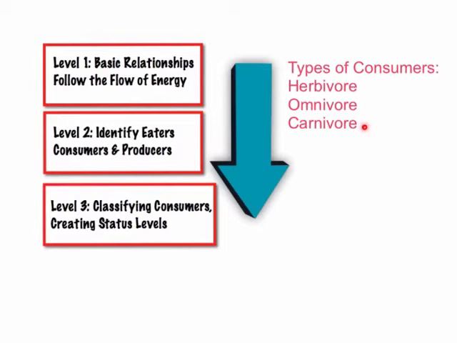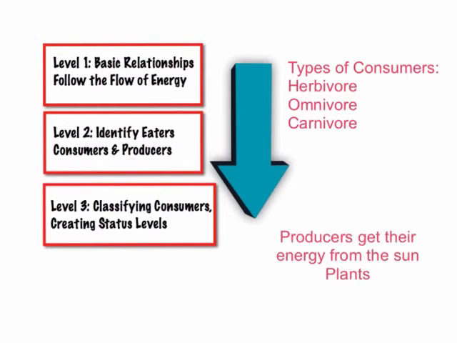The one last thing is producers, though. Producers, we can't leave them out. Producers get their energy from the sun, so exclusively they are plants. Anything that's a plant in our food web is going to be labeled a producer. And anything that has a mouth or can consume their energy by putting things into their mouth would be one of these types of consumers.